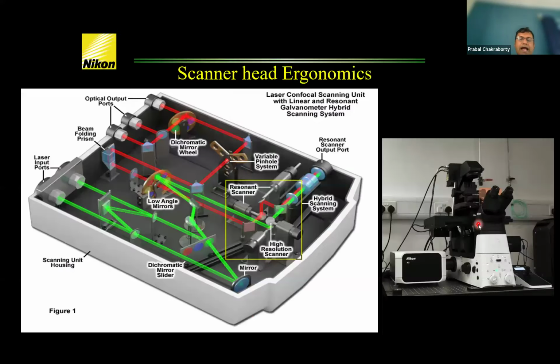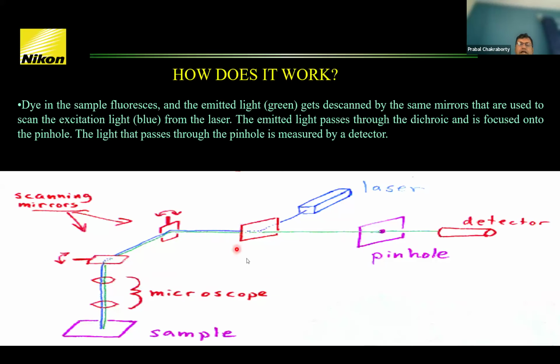Now if we look at the instrument part, this is a microscope platform called the Nikon TI2E, and on the left side we have the confocal scan head. Inside the scan head we have many optical components. We have to understand that inside that scan head we have all the components that I mentioned: the fast dichroic mirror, the scanning mirrors, and also the pinhole.